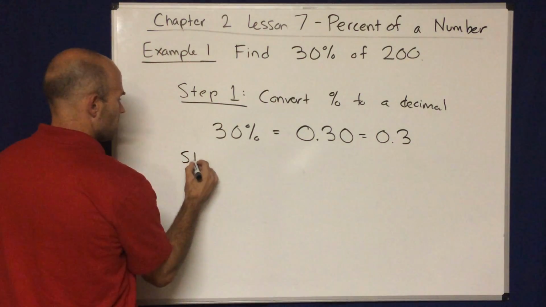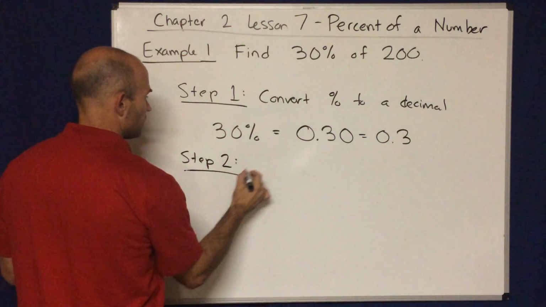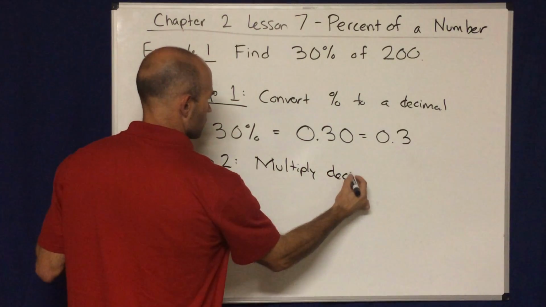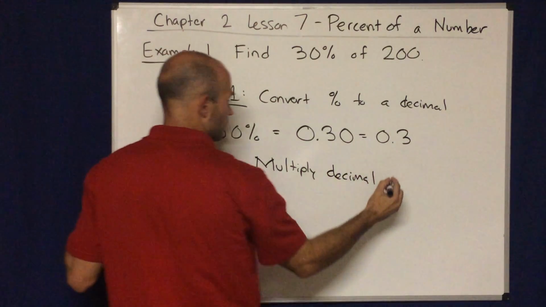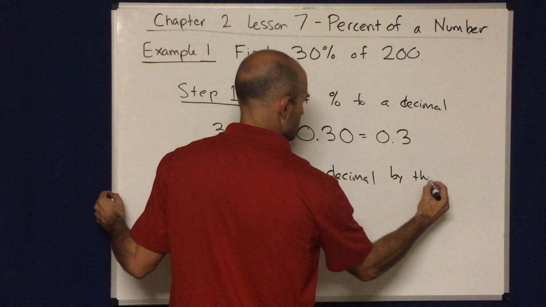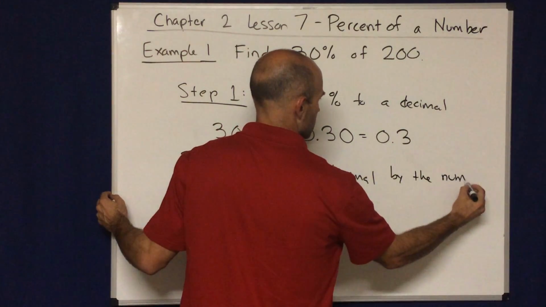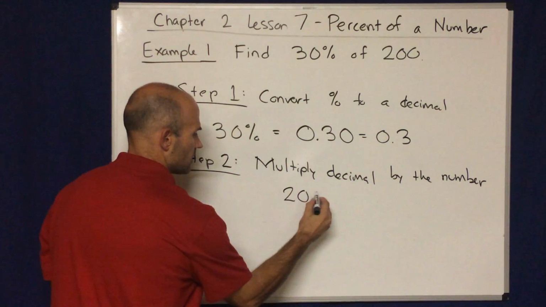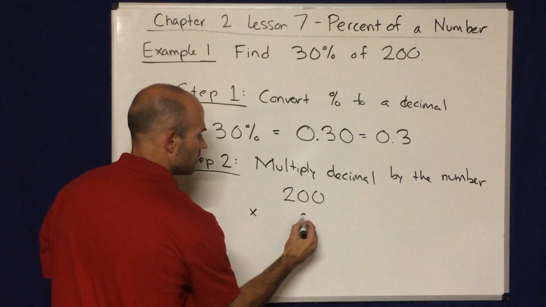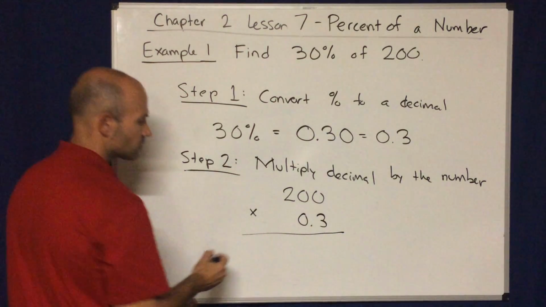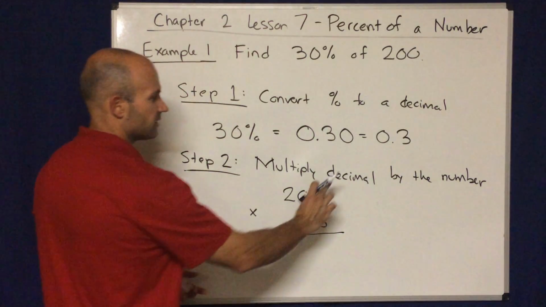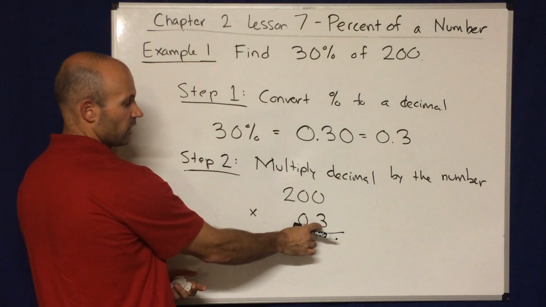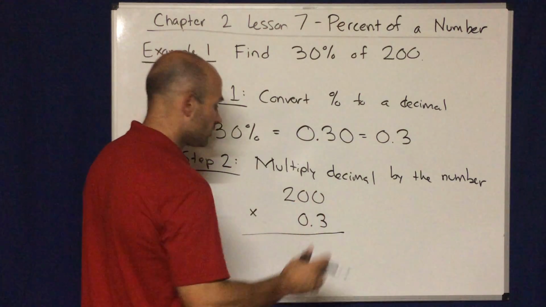So now step 2 is multiply the decimal, in our case 0.3, by the number, in our case 200. So we set up our multiplication problem. 200 times 0.3. You can kind of see why I decided to drop that 0. It wouldn't be wrong to put 0.30 here, but it'll cause more work down below.